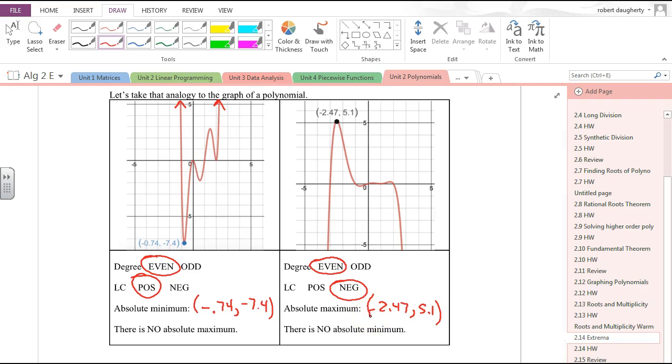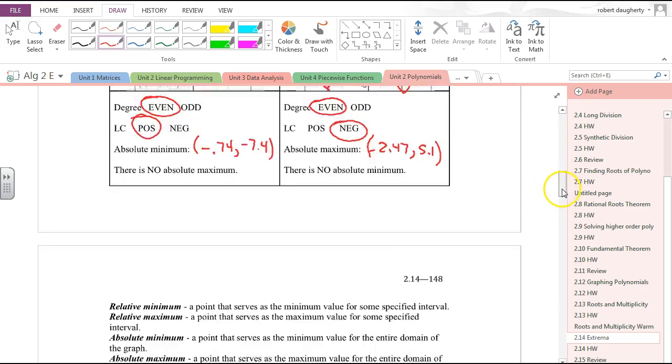It continues to go down to negative infinity. That means there is no number that I can name and put my finger on that's the lowest spot of the graph. Because once you do that, it keeps going. It never stops. There is no absolute minimum for that graph.